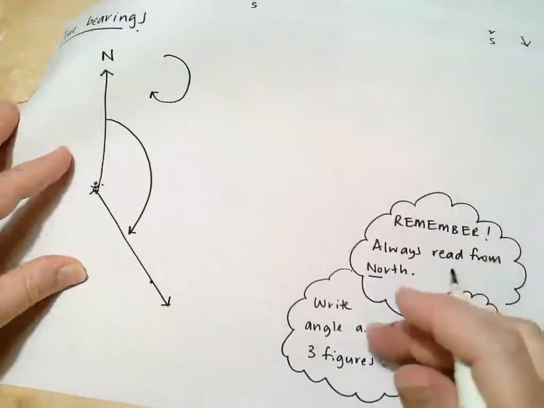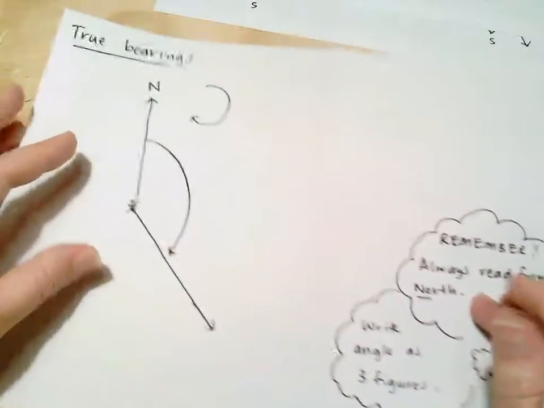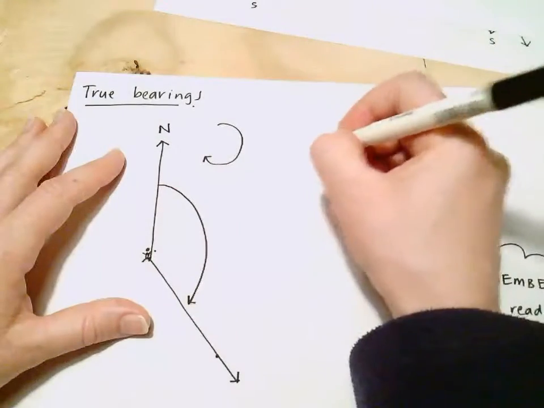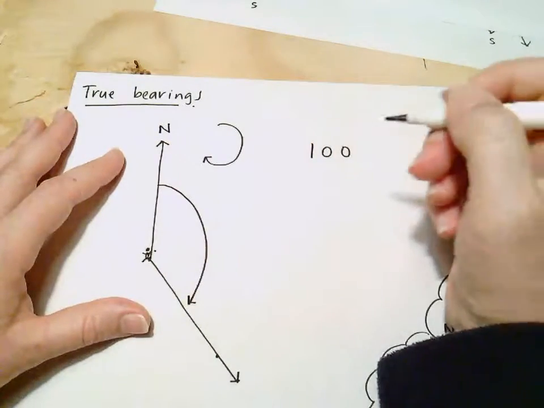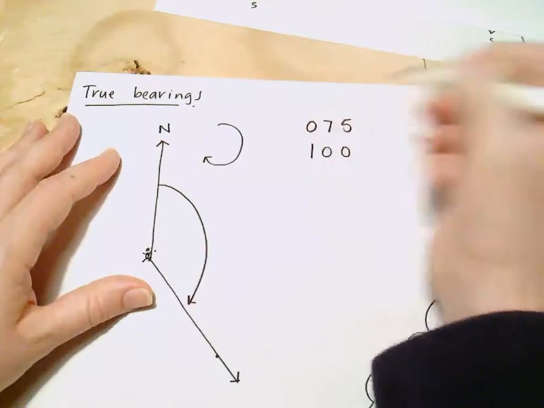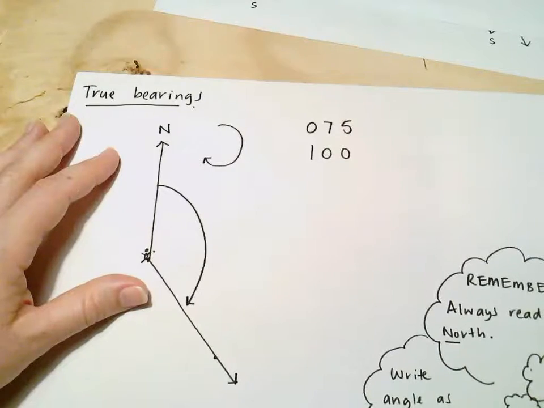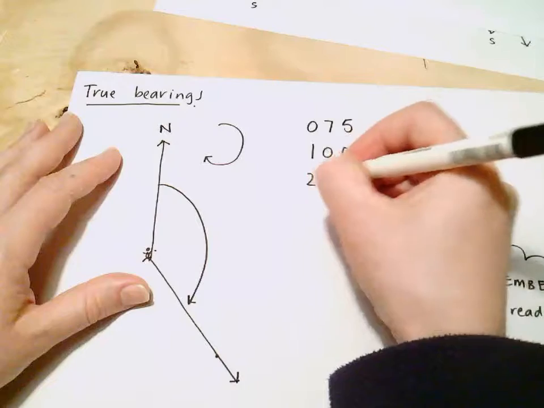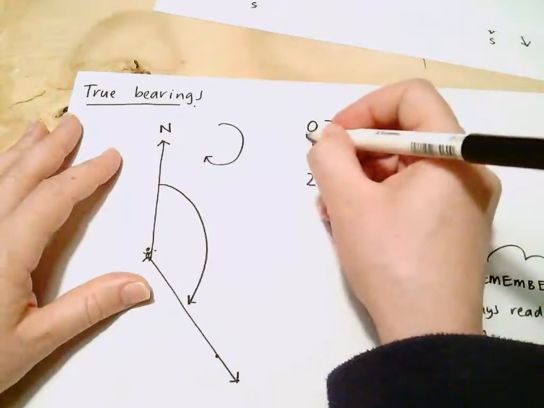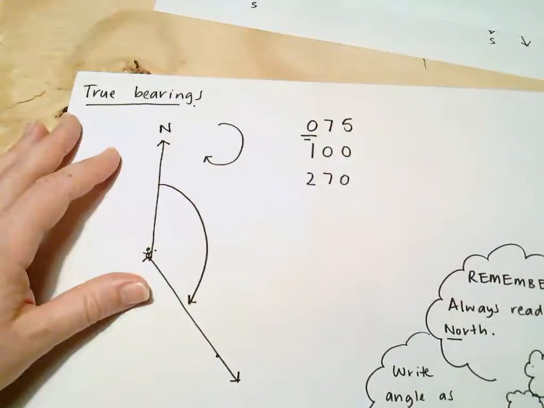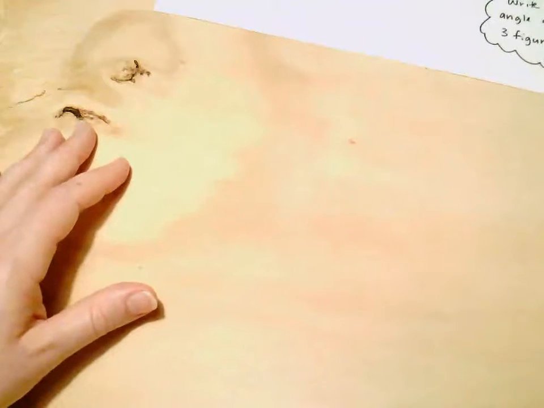The other thing I've put down here is that we write angles as 3 figures. What that means is if it's less than 100, say for example it's 75, we put a 0 in front of it because the notation is always written as 3 figures. So obviously if we get to 270 or something, it's fine. But if we've got something less than 100 that's a 2-digit number, we have to add that 0 in front to indicate the size of that angle. Let's have a look at a couple of examples.